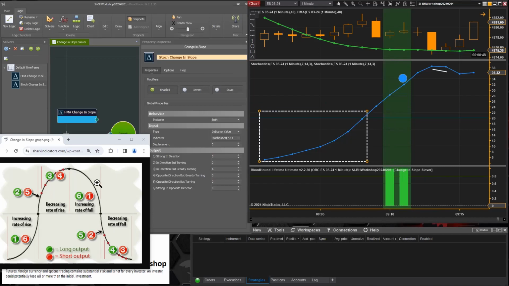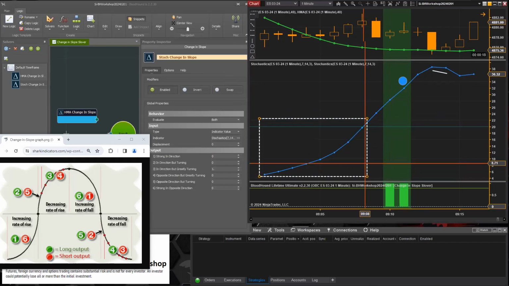Or for a downsloping indicator, the short side, number two to number three: number two, again, is the first bar where it's still angling up or angling down, but it's beginning to flatten out and roll over. And then when you get to the second bar where that happens, you get to number three. All right, so that is it for the change in slope.